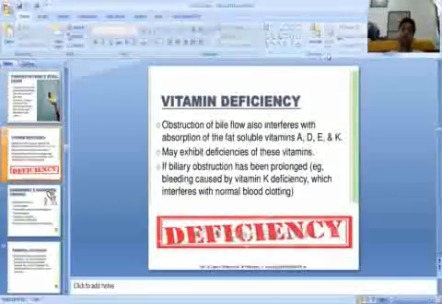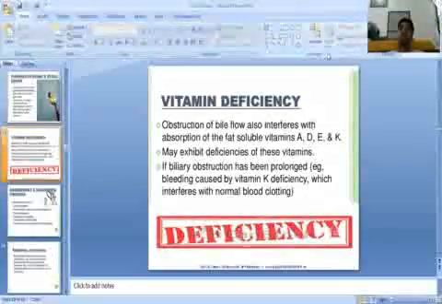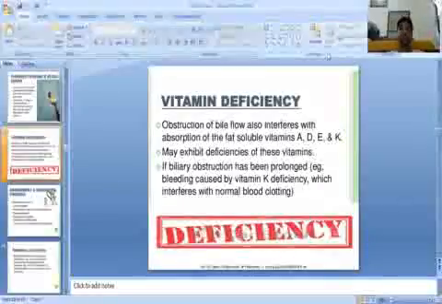Vitamin deficiency. Obstruction of bile flow also interferes with the absorption of the fat-soluble vitamins A, D, E, K. The patient may exhibit deficiency of these vitamins if biliary obstruction has been prolonged. For example, bleeding caused by vitamin K deficiency, which interferes with normal blood clotting.